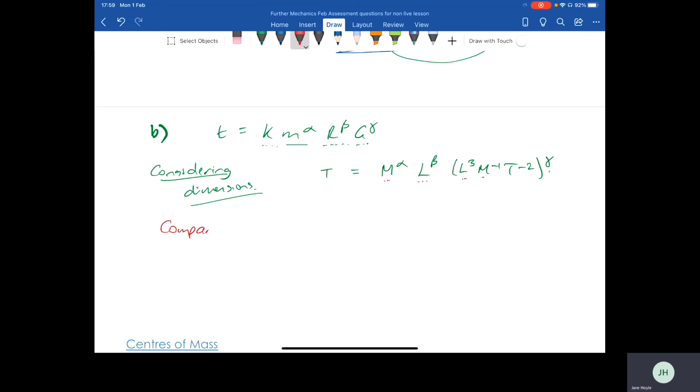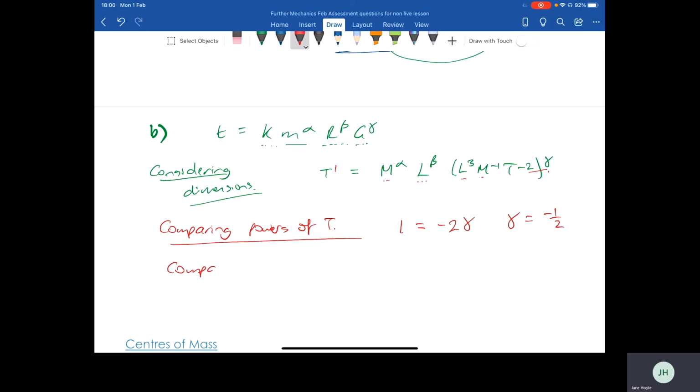So comparing coefficients or powers of t. So it's not coefficients, is it? It's powers. I've got a t to the power of 1 there. So 1 equals, and all I've got here is this minus 2 with the gamma. So gamma is equal to negative 1/2.